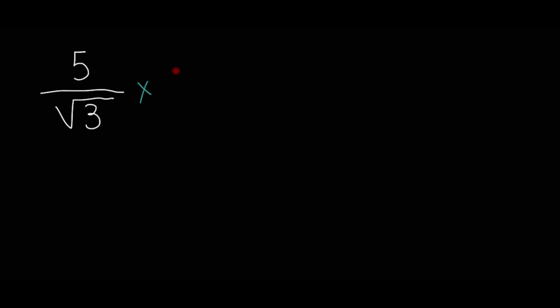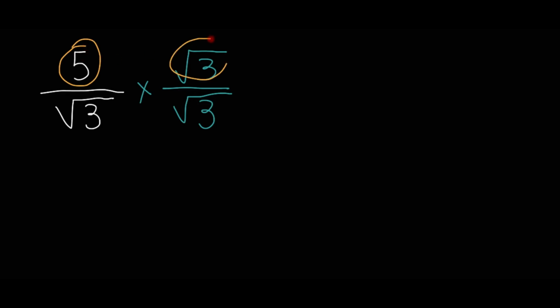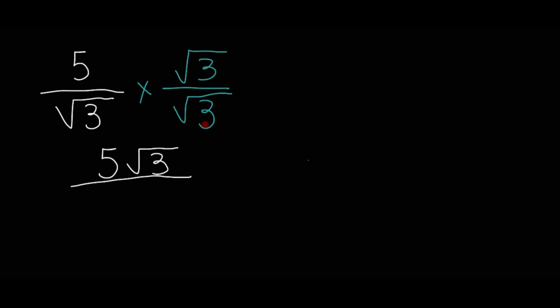So we are going to have root 3 and then do the same thing at the bottom. And then from there we take 5 and multiply by root 3. So 5 times root 3 gives us 5 root 3. And then at the bottom we say root 3 times root 3.